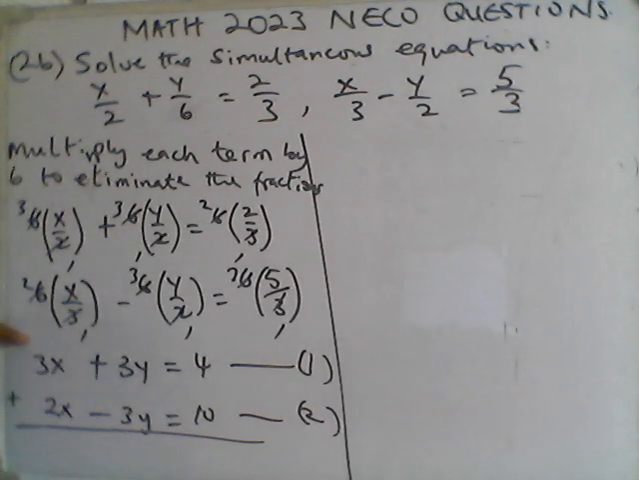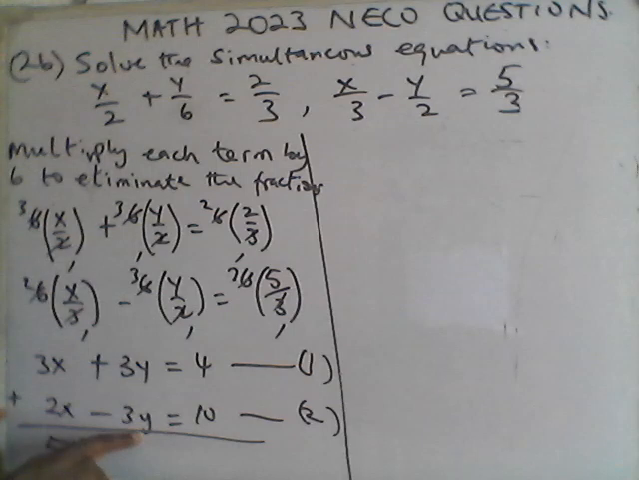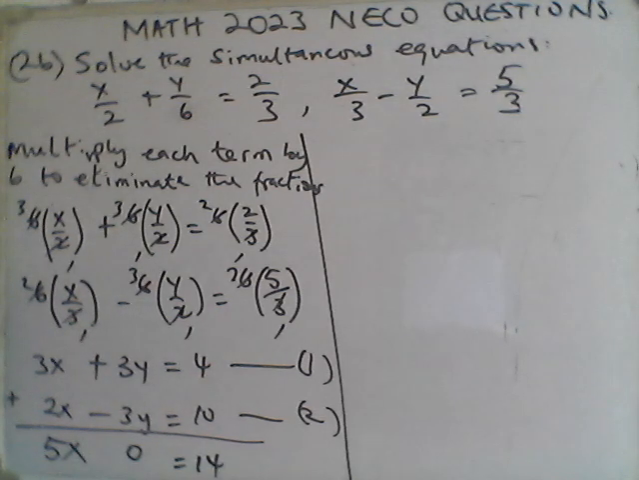So if I say 3x plus 2x, I have 5x here, right? Then 3y plus minus 3y, the same thing as saying 3y minus 3y, I have 0, then equals 4 plus 10, will give me 14. So I'm gearing towards getting my first term.